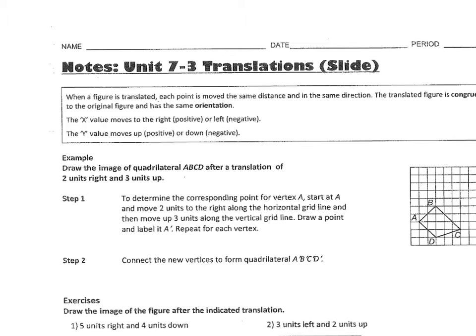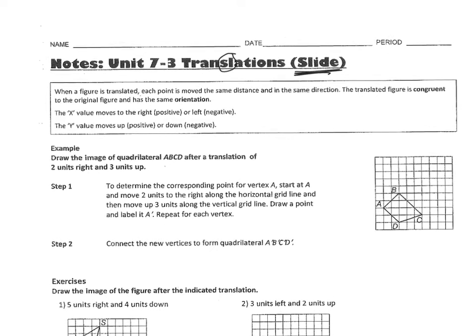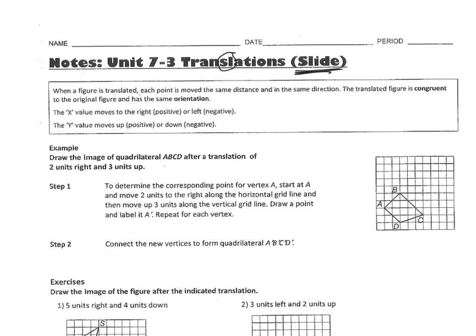So it either gets larger or it gets smaller. So this one, translations, think about that SL, slide. That's literally just when you're sliding a figure, okay? Sliding a figure across the coordinate plane. So when a figure is translated, each point is moved the same distance and in the same direction.